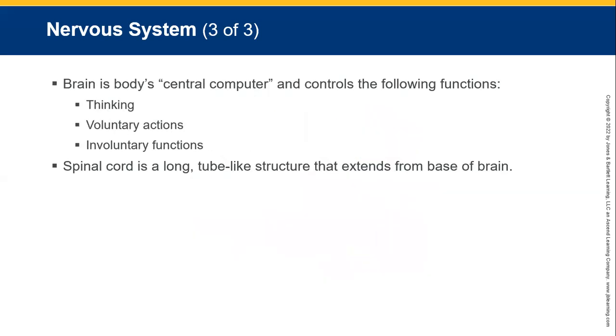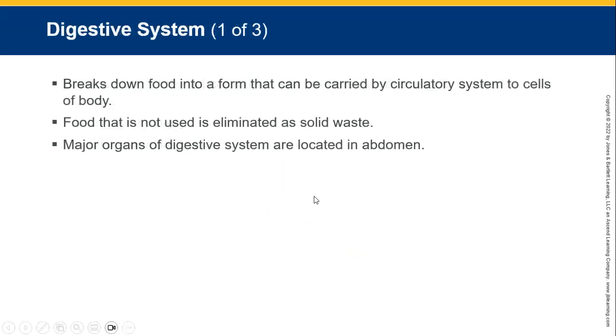The brain is the body's central computer. It allows for thinking, voluntary and involuntary actions. The spinal cord is a long tube-like structure that extends from the base of the brain all the way down the spine and has pairs of nerves leaving the body.